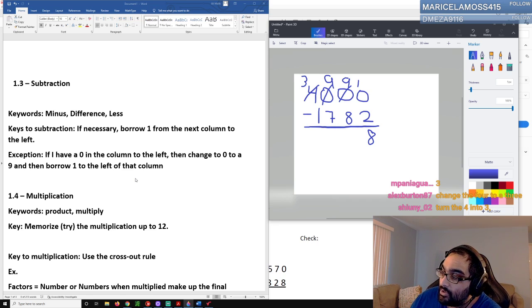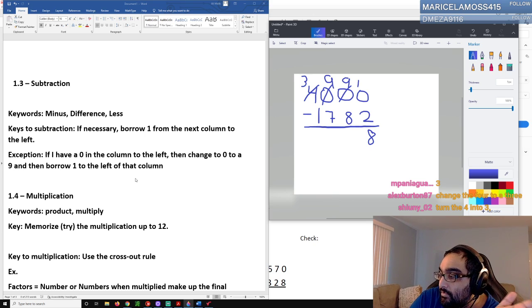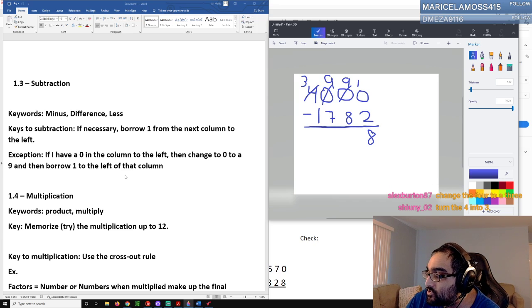So we can keep going as many times as we need. If they were all zeros, for example, for a long time, we may need to keep borrowing over and over and over again until that very first number there. That's certainly possible. Okay, so I wanted to show off this problem because we're using this particular exception multiple times. And that's what we want to talk about here very specifically.